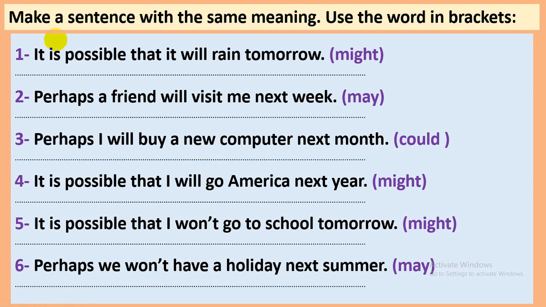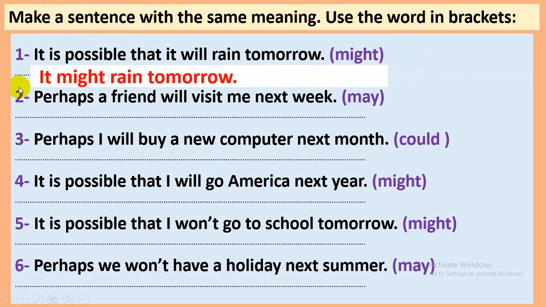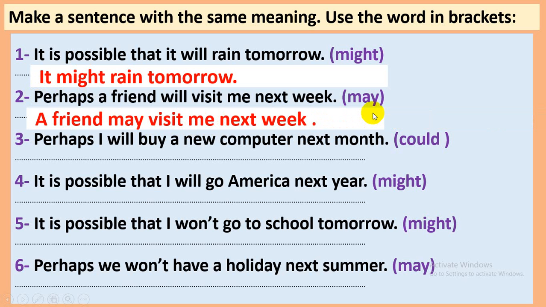Have a look at the first one. It's possible that it will rain tomorrow. So might gives us the same meaning as possible. So we are going to drop possible here, and my sentence will be: it might rain tomorrow. There is no need to use possible. Perhaps a friend will visit me next week. Perhaps. What does it mean? May. Excellent. It will be: a friend may visit me next week.